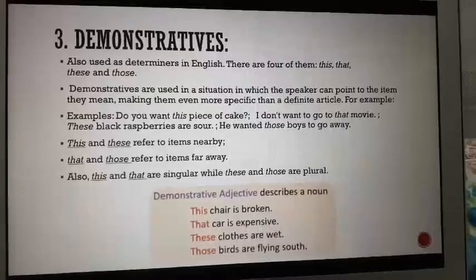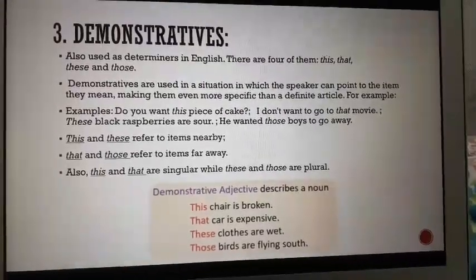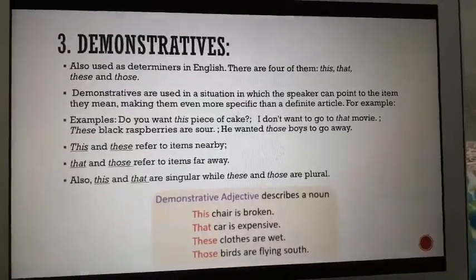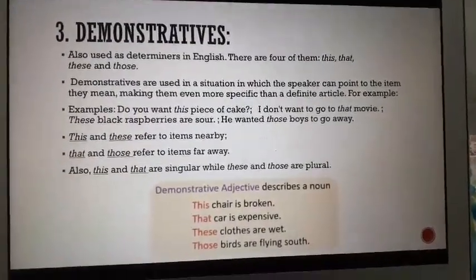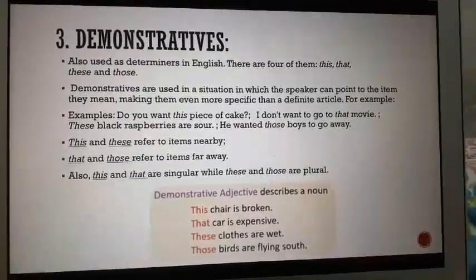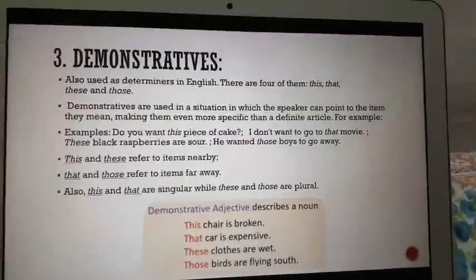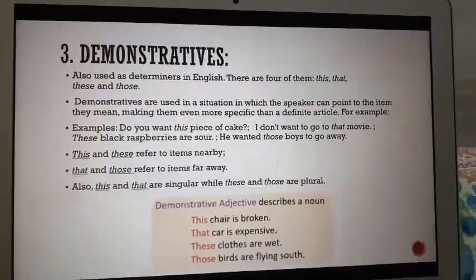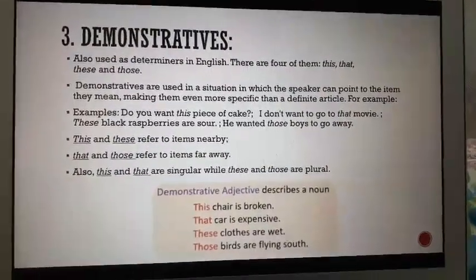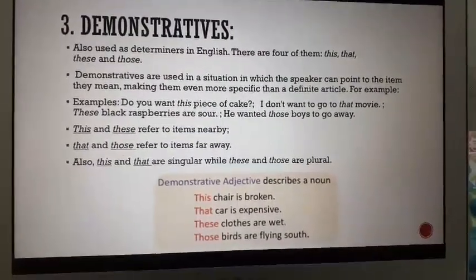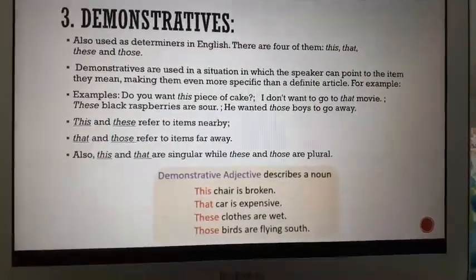So you should understand this. This and these refer to items which are nearby. When you're talking about something which is nearby. But you use that and those to refer to items which are far away. That evening, those times, when you're talking about something which is far away, which is not present. But this day, that is today. These things, that is something which is present right there or near you.